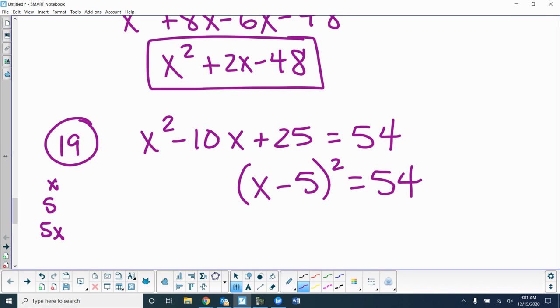So how do I get rid of that squared? Square root both sides, right? Right, Trent? Yeah.